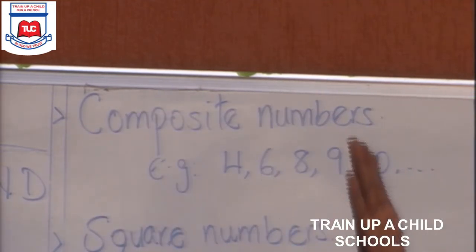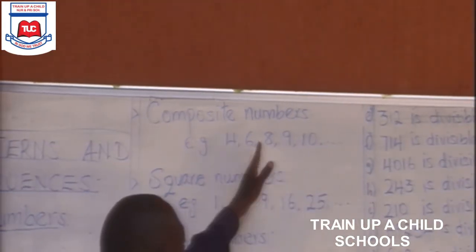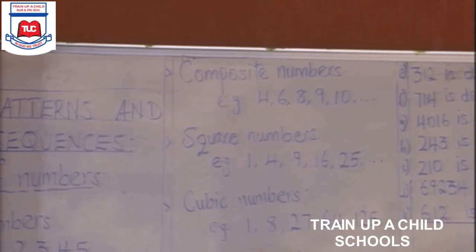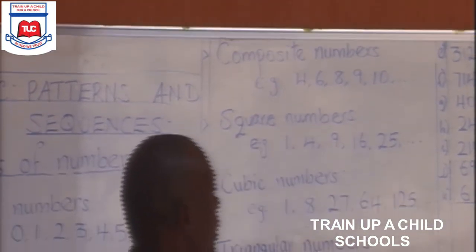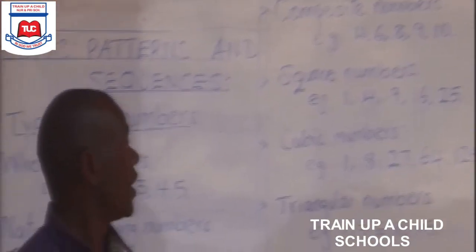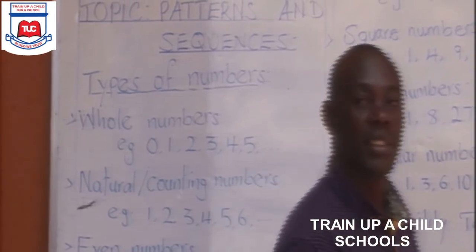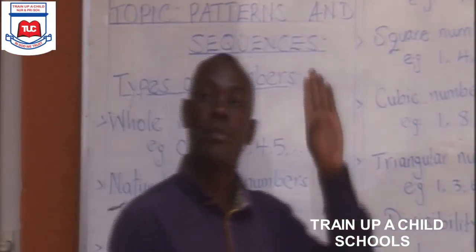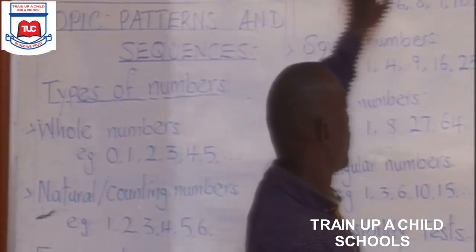8 qualifies in the same way. List down the factors of 8. Yes, of course, 1. Another one, good, 2. 2 is the second factor of 8. The next one, 4. Then another one is 8. So it has got 4 factors. That's why it qualifies to be known as a composite number.